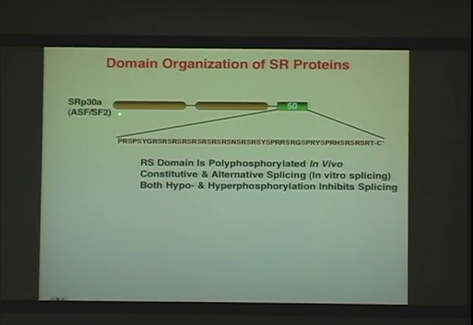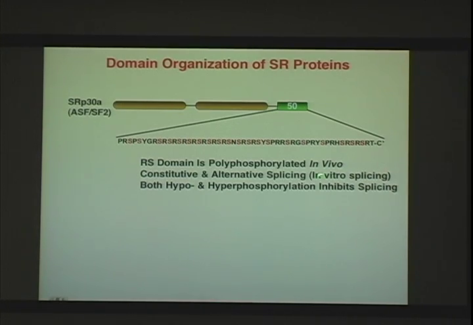I'll be talking about ASF. We learned a lot about its structure this morning. But that's a 50 residue C terminus here, very rich in serine. And many of these serines are flanked by arginines. They have arginine-serine repeats. And we know quite well that these RS domains are polyphosphorylated in vivo.